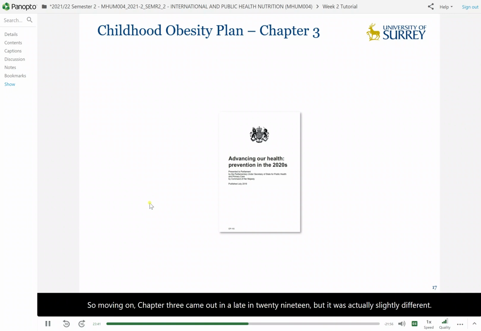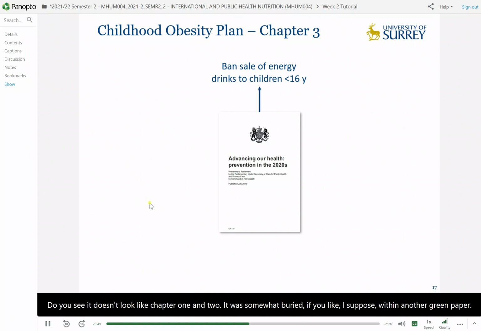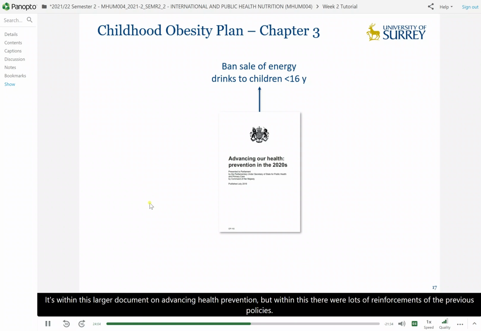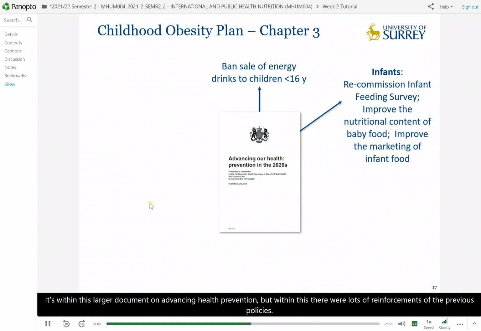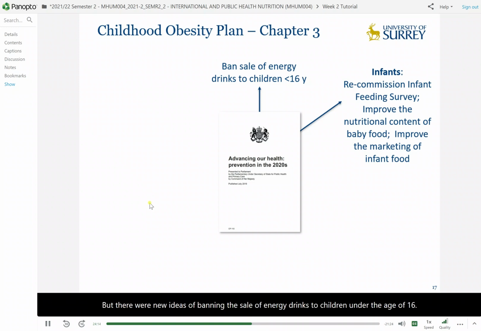So moving on, Chapter 3 came out late in 2019, but it was slightly different. As you see, it doesn't look like Chapters 1 and 2. It was somewhat buried, if you like, within another green paper. So it wasn't released as a standalone document in the way the other two were. It's within this larger document on advancing health prevention. Within this, there were lots of reinforcements of the previous policies, but there were new ideas of banning the sale of energy drinks to children under the age of 16.